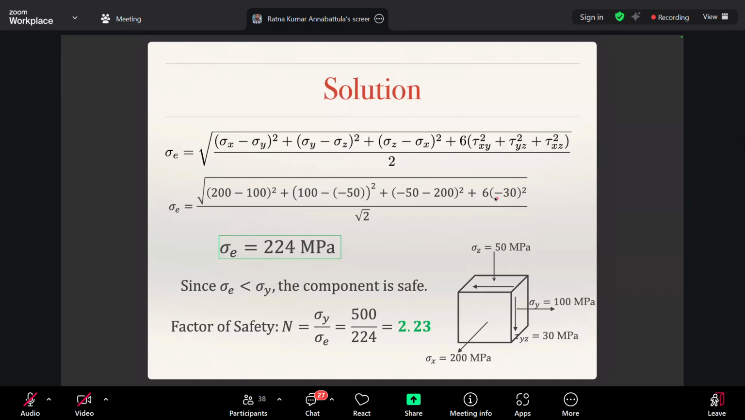Instead of minus 30, if you take plus 30, will it change anything? No, sir, because it's a square. Yeah, it is actually squared, so it does not change.